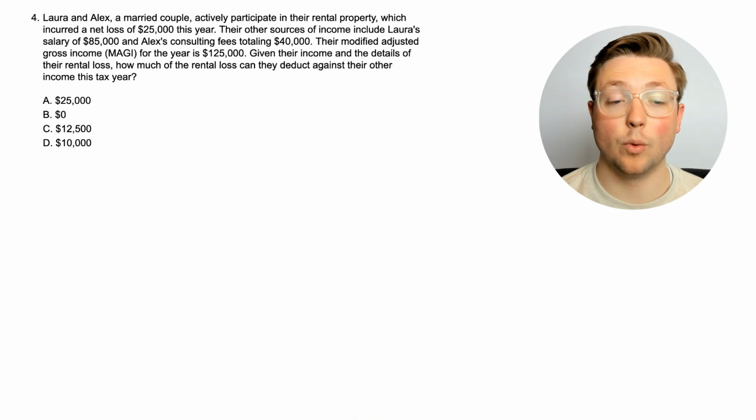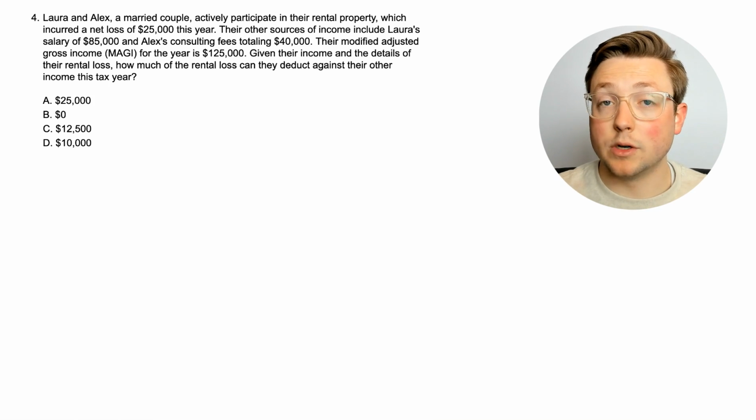Okay, here is question 4. Laura and Alex, a married couple, actively participate in their rental property, which incurred a net loss of $25,000 this year. Their other sources of income include Laura's salary of $85,000 and Alex's consulting fees totaling $40,000. Their modified adjusted gross income for the year is $125,000. Given their income and the details of their rental loss, how much of the rental loss can they deduct against their other income this year?